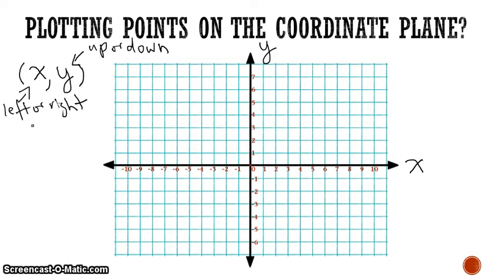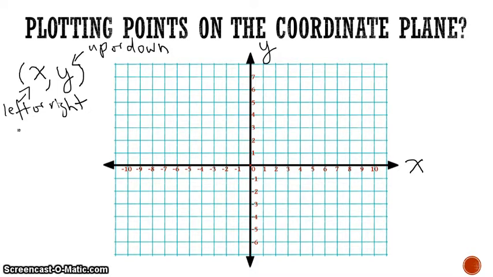Also, if the number is negative, like for example, if your x is negative, that means you will go left because that's where negative numbers are. If your x is positive, that means you will go right, which is where the positive numbers are on the x-axis. If your y is negative, that means you will go down on the y-axis because that's where the negative numbers are. And if it's positive, that means you will go up because that's where the positive numbers are.